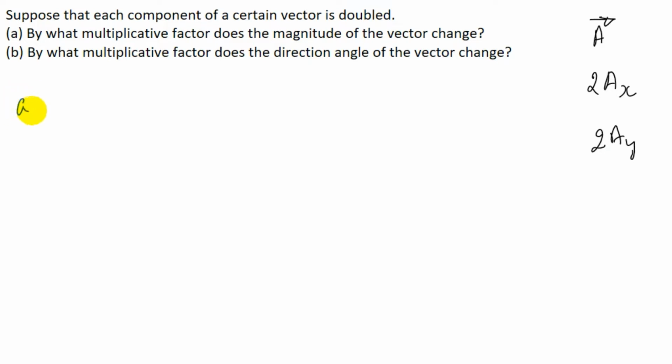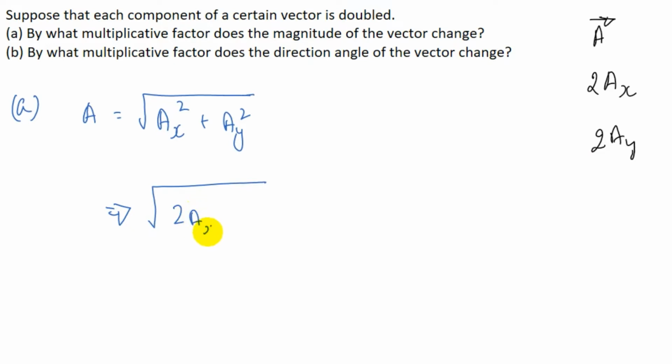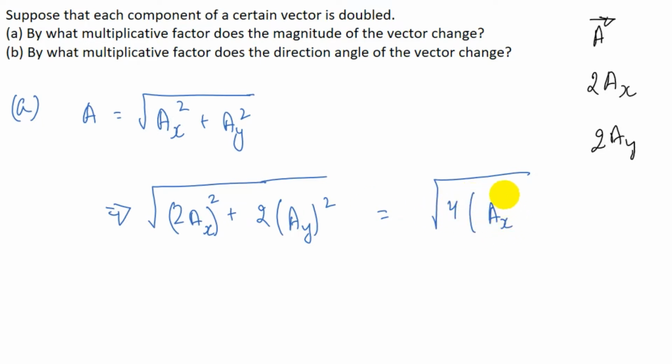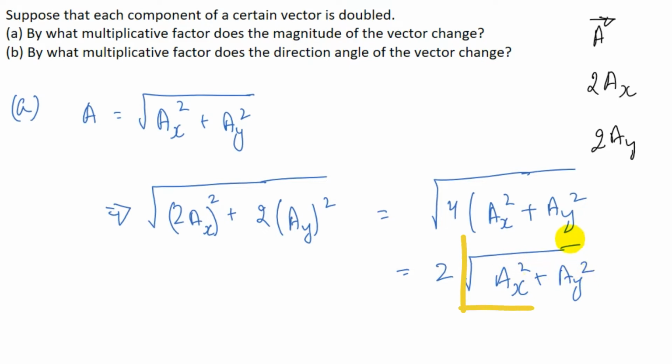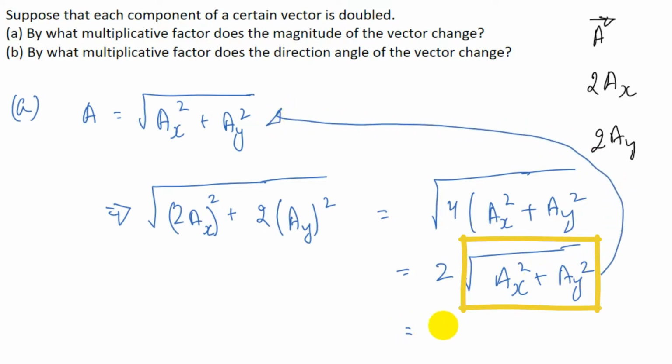In the A part they are asking by what multiplicative factor does the magnitude of the vector change. You should remember that the magnitude of a vector is given by the square root of Ax squared plus Ay squared. Now when each component is doubled, this would be the square root of (2Ax) whole squared plus (2Ay) whole squared. This equals the square root of 4, which I can take common, times (Ax squared plus Ay squared). So this equals 2 times the square root of Ax squared plus Ay squared, and this is nothing but the magnitude of A. So this becomes 2 times the magnitude of A. This is the answer for the A part.